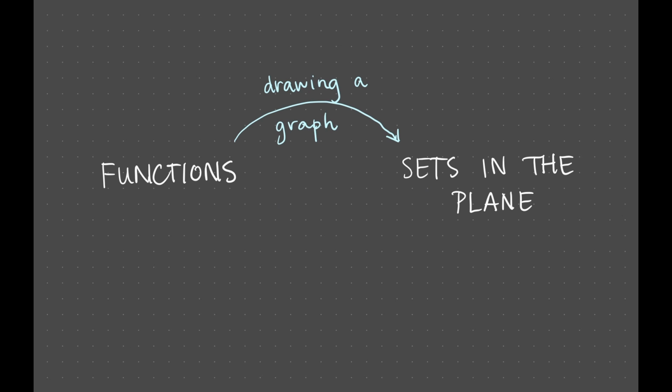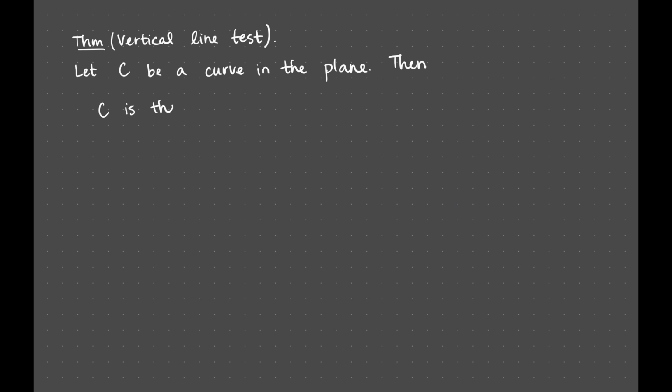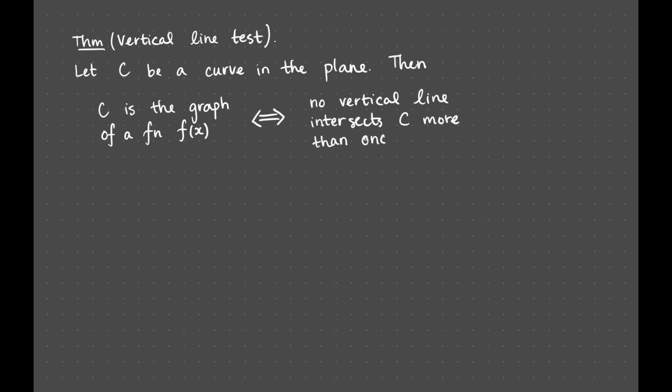The vertical line test is a result that asserts when it's possible to undo this procedure of drawing a graph. That is, given the data of a curve in the xy plane, the vertical line test indicates when it's possible to find a function whose graph would produce that given curve. Precisely, the vertical line test says that a curve in the xy plane is the graph of a function of the variable x if and only if no vertical line intersects the curve more than once.